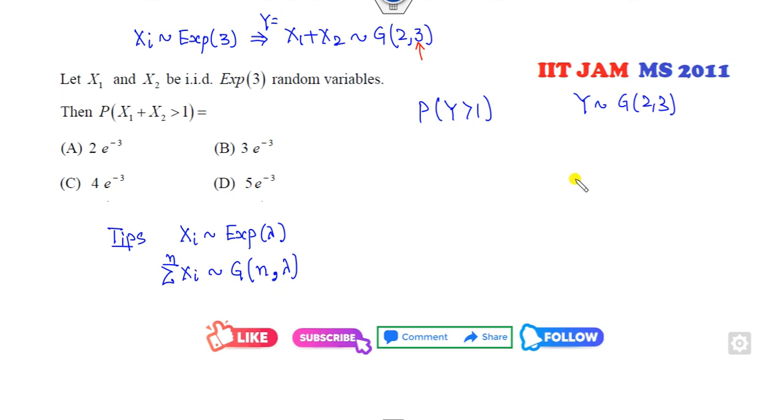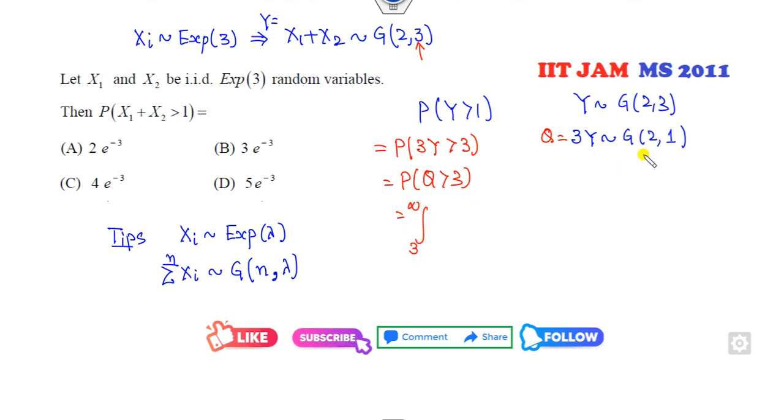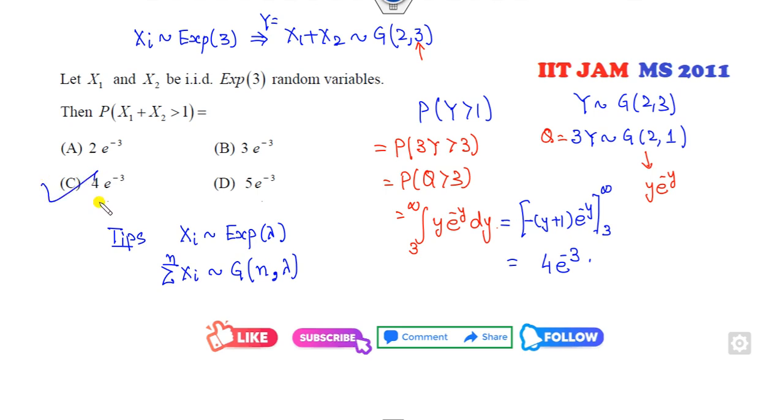So I can say 3y will follows the gamma distribution of 2 comma 1. So I can try to make them as a 3y. 3y is greater than 3. So I call this is say q. So that means probability of q is greater than 3. So it's 3 to infinity. PDF of this is y into e raised to power minus y. Fine. And you can remember this, the integration of this is y plus 1 e raised to power minus y. So when you substitute infinity is a 0, 4 e raised to power minus 3 is the right answer.